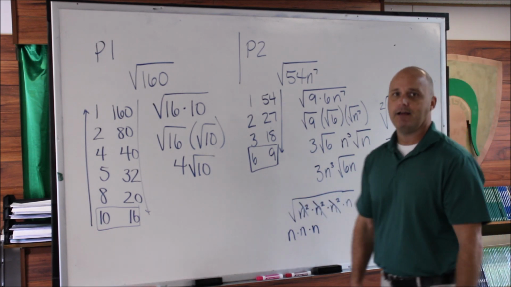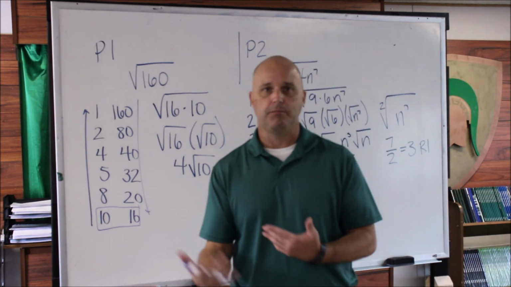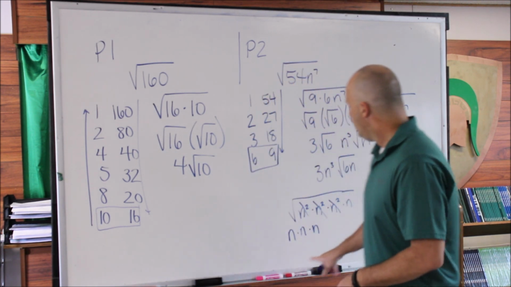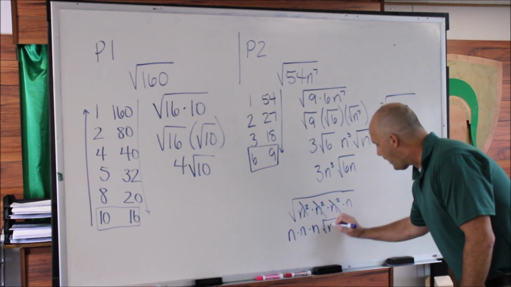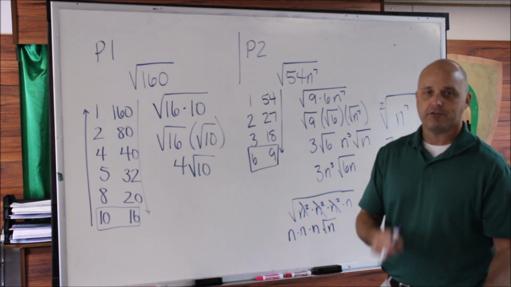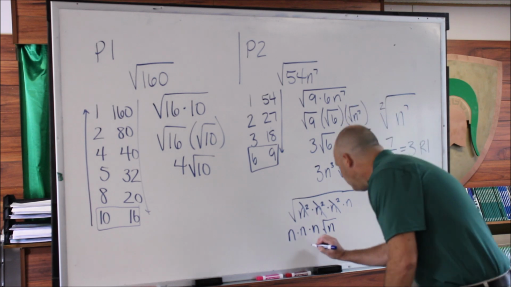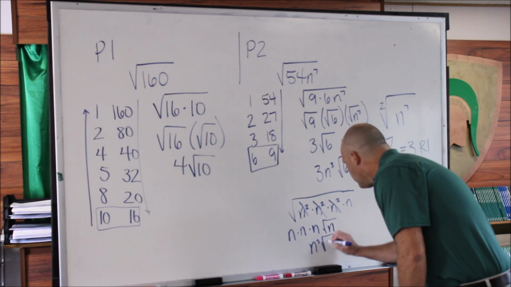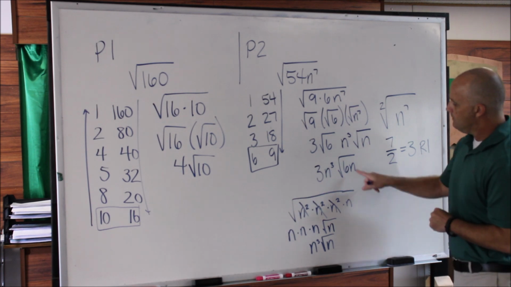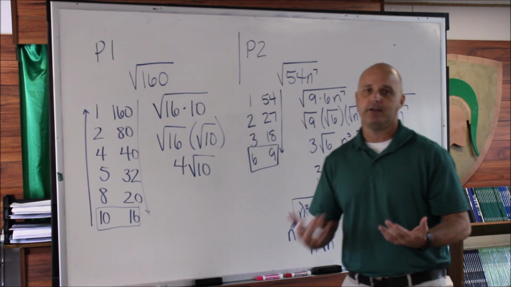Square root of n, I don't have enough n's there to be able to pull another one out, so it's got to stay inside the radical. So that means that I've got 3 n's sitting on the outside that are multiplying against each other. So n times n times n is n cubed square root of n. That's where I get this n cubed from and this n from. And that's how you get to that solution.